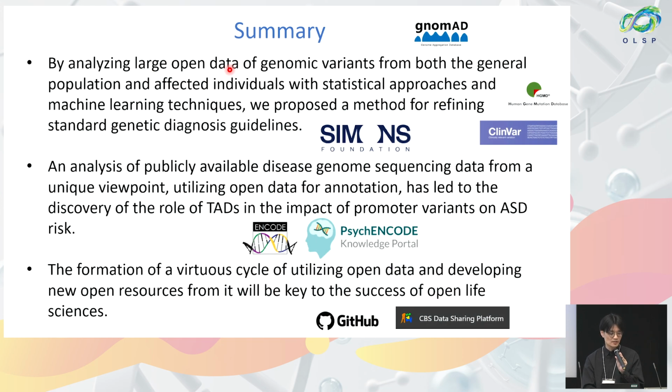So in summary, by analyzing large open data of genomic variants on both the general population from gnomAD and affected individuals from HGMD and ClinVar with statistical approaches and machine learning techniques, we propose a method for refining standard genetic diagnosis guidelines. And in case 2, we analyzed publicly available disease genome sequencing data from SPARK from a unique viewpoint, utilizing open data for annotation from ENCODE and PsychENCODE, which has led to the discovery of the role of TATs in the impact of promoter variants on ASD risk.